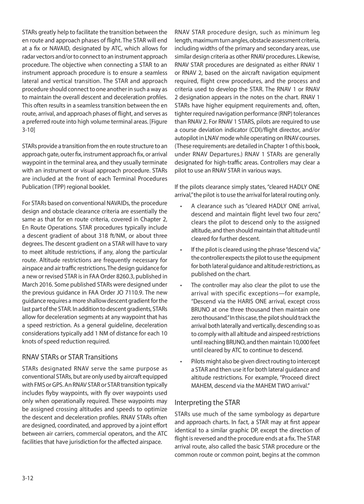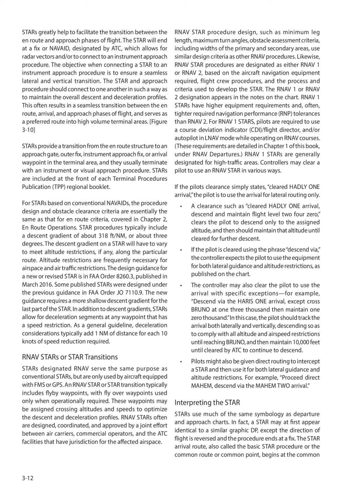RNAV STAR procedure design, such as minimum leg length, maximum turn angles, obstacle assessment criteria, including widths of the primary and secondary areas, use similar design criteria as other RNAV procedures. Likewise, RNAV STAR procedures are designated as either RNAV 1 or RNAV 2, based on the aircraft navigation equipment required, flight crew procedures, and the process and criteria used to develop the STAR. The RNAV 1 or RNAV 2 designation appears in the notes on the chart. RNAV 1 STARs have higher equipment requirements and, often, tighter required navigation performance, RNP, tolerances than RNAV 2.